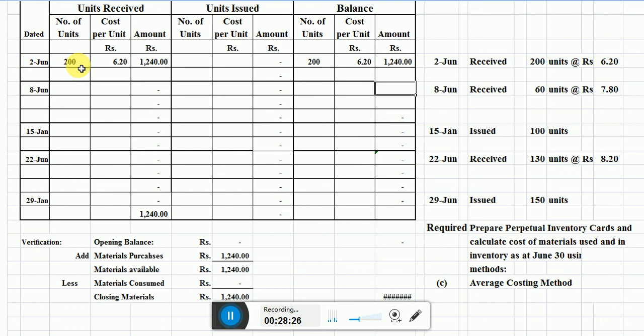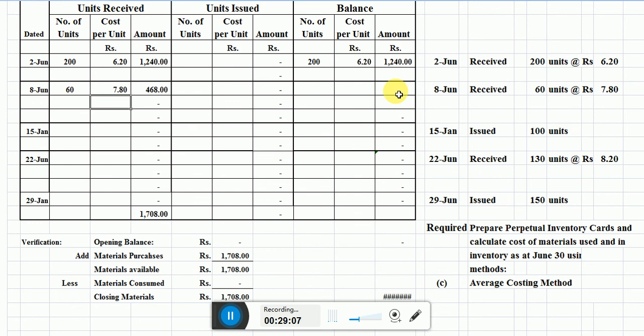This is the first transaction which is recorded in the given ledger card. Now on 8th June, more material is purchased, 60 units here. The rate is 7.80. Students, now we record the balance column in such a way that we have to find out the average cost value of these units here. For this purpose, the method is this here.